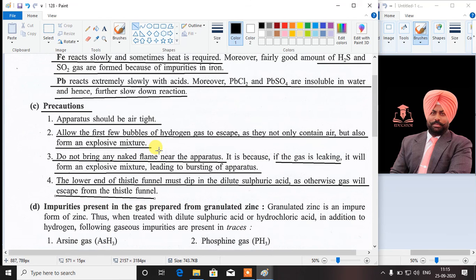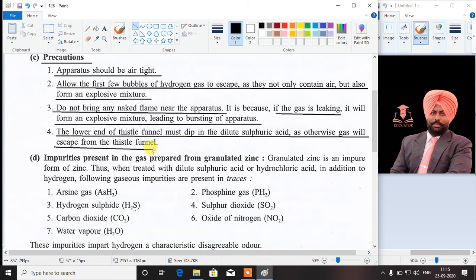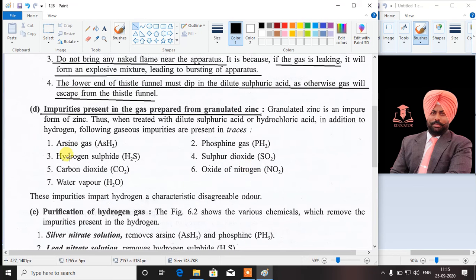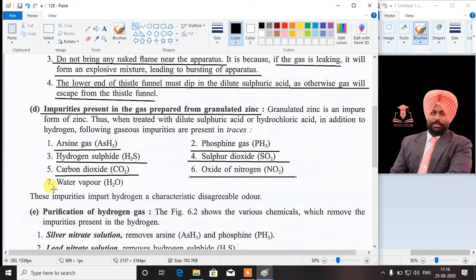As the hydrogen gas is prepared with granulated zinc, there are certain impurities also produced along with the hydrogen gas. The impurities are arsine gas, phosphine gas, hydrogen sulfide gas, sulfur dioxide gas, carbon dioxide gas, oxides of nitrogen, which is nitrogen dioxide gas, and water vapors. As we require dry and pure hydrogen, we have to remove these impurities before collecting it into steel cylinders.